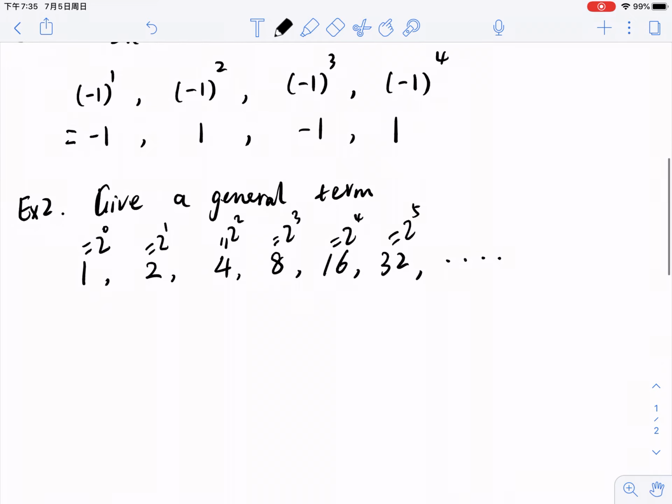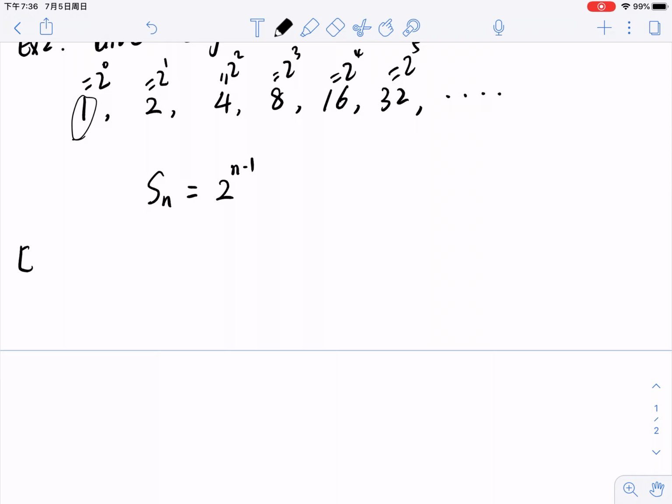So the general term should be Sn is 2 to n minus 1, because the first term is 1. Right? When n is 1, you get 2 to power 0 is 1. So the general term is 2 to power n minus 1. This is the second example.